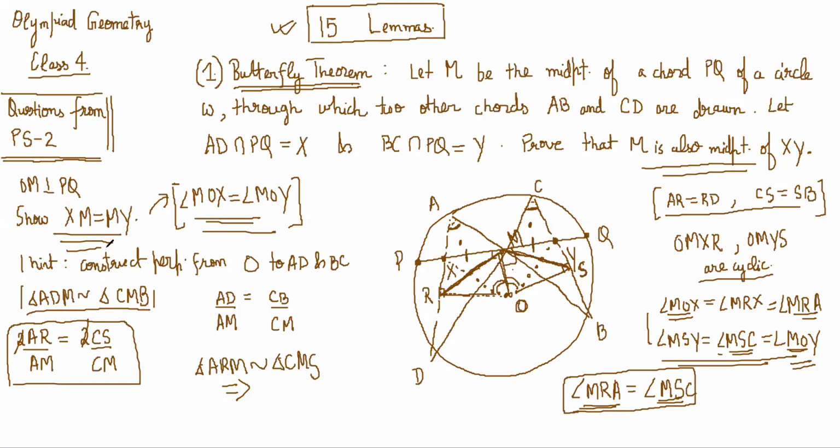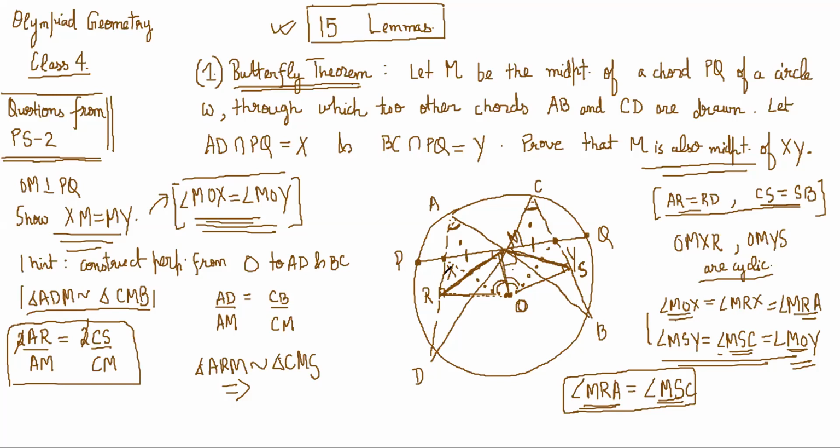So first, what we did: we drew perpendiculars OR and OS. Once you got that, what we want to prove is that XM is equal to MY. To prove that, we need to prove that MOX is equal to MOY. If we get these two angles, then by similarity and congruent triangles, we'll get that XM is equal to MY. Once we constructed the perpendiculars, we know that the chords will be bisected. So AR is equal to RD, CS is equal to SB.